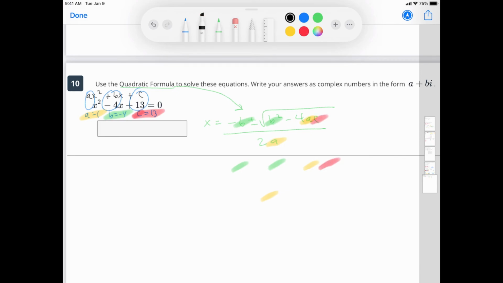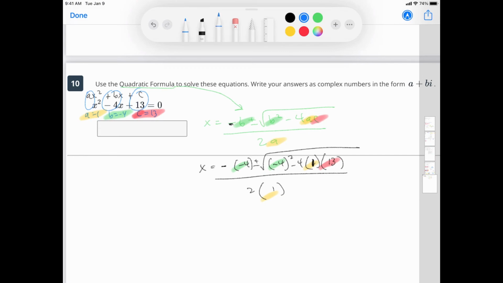And let's just repeat everything that we just wrote. Don't forget that negative sign out there. B is negative 4. B is negative 4 squared minus 4. Again, every substitution, every replacement has a parentheses. A is 1. And C is 13, all over 2 times 1.